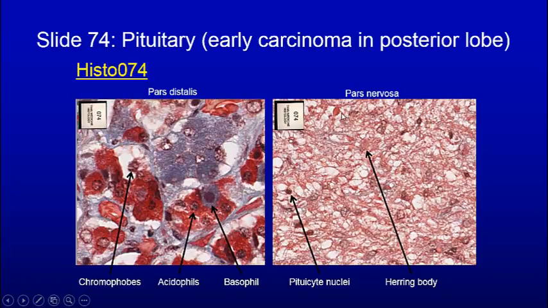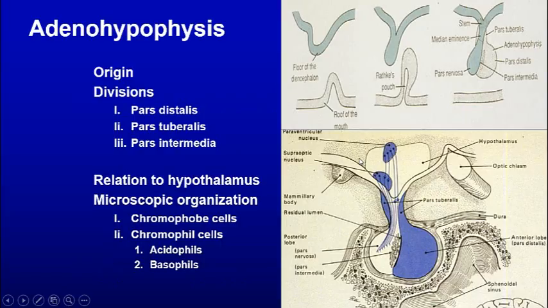Now in the pars nervosa, we have pituicytes, which are support cells, and the cell bodies for these axons are actually in the hypothalamus. So we don't see cell bodies, but we do see swollen areas where hormone is concentrated, and those are Herring bodies. You can see one right there, and we'll see some larger ones in a minute.